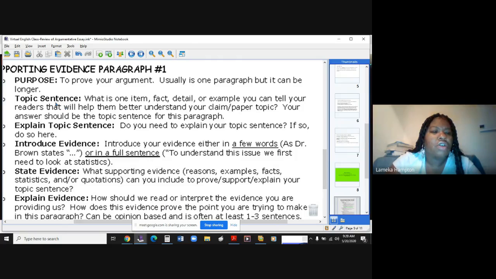So your topic sentence is basically your reason. The topic sentence for your first paragraph is your reason. So now you have to introduce your evidence. Introduce your evidence either in a few words or in a full sentence. Well, I will go with the full sentences because remember, each reason is going to represent a paragraph. So if you have 3 reasons for whatever stance you've taken, each of those reasons is going to represent a paragraph.